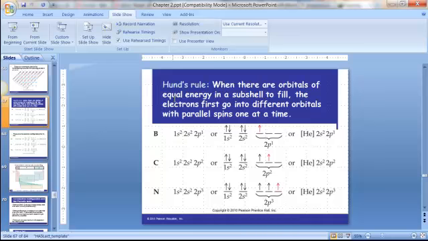So when there are orbitals of equal energy in a subshell to fill, the electrons are going to first go into different orbitals with parallel spins one at a time. Essentially, if you have open apartment buildings, open orbitals, a single electron will fill each open apartment before they start to pair up. Because you've got repulsion between the electrons, they don't like to live together if they don't have to. So if you've got equal energy orbitals, you're going to get electrons filling each of these separately first before they have to start pairing.